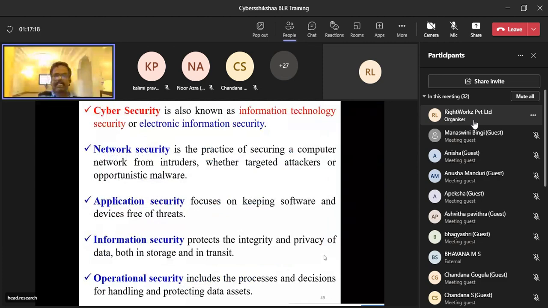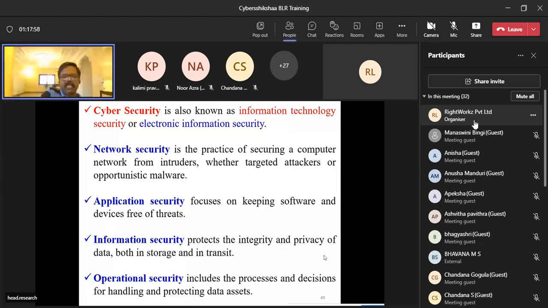Cyber security is also known as information security or electronic information security. Network security is the practice of securing a computer network from intruders, whether targeted attackers or opportunistic malware. Application security focuses on keeping software and devices free of threats. Information security: processed data is called information. It protects the privacy of data, both in storage and in transit. Operational security includes processes and decisions for handling and protecting data.